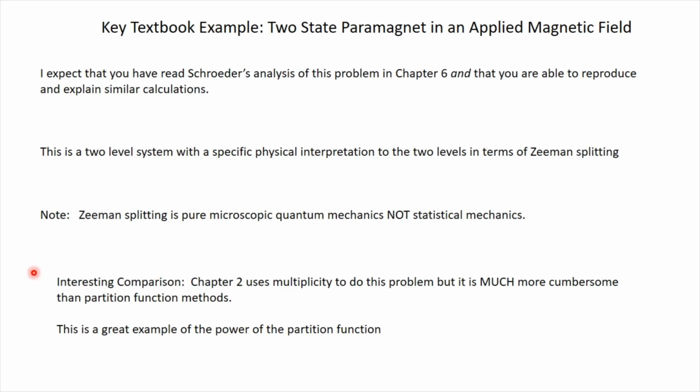So I'm not asking you to really do this explicitly, but I think it's interesting to go back and check Chapter 2, where Schroeder uses multiplicity to do the same problem. It's a very difficult, lengthy calculation compared to what it is in Chapter 6. So I'm not going to hold you accountable for using multiplicity methods in this problem, but I do think it's interesting to compare the problem-solving techniques used, just so that you get a feeling for how powerful the partition function actually is.